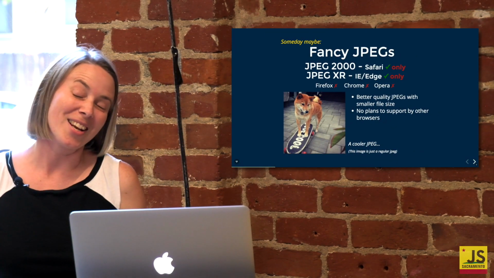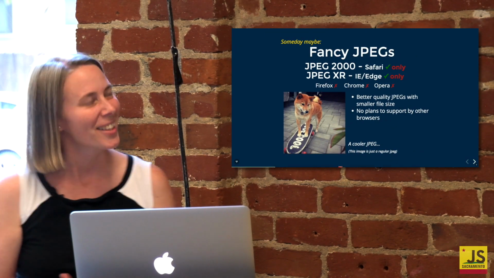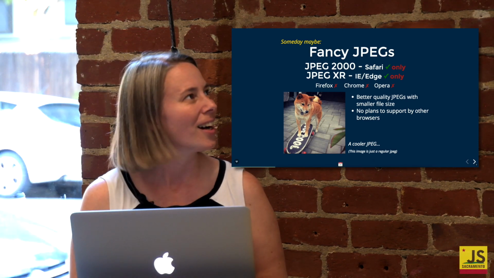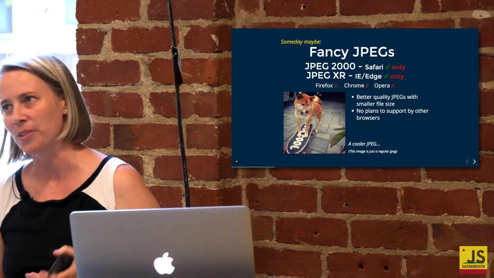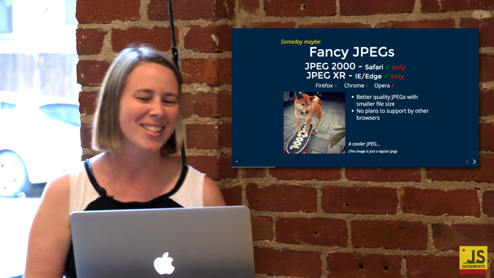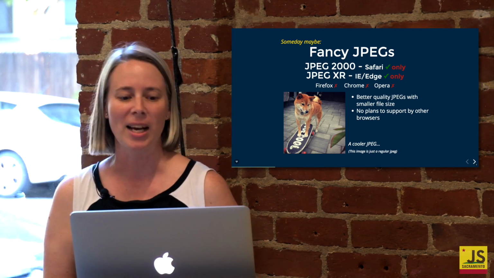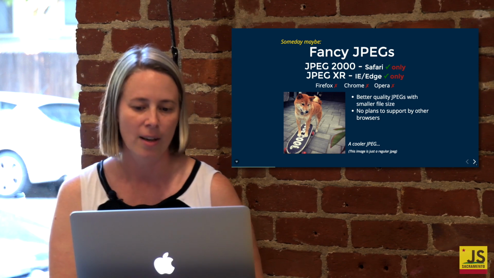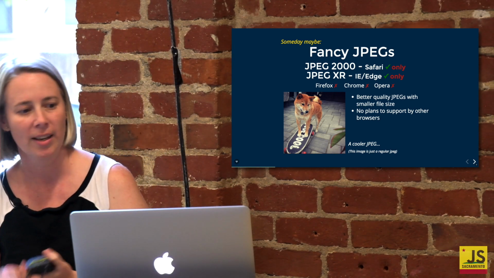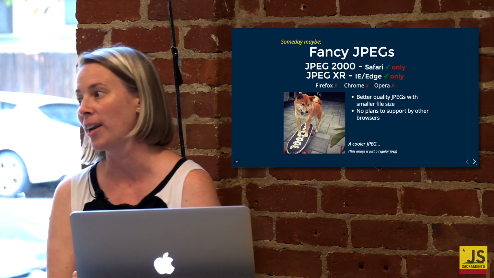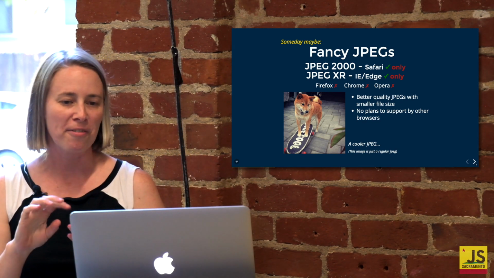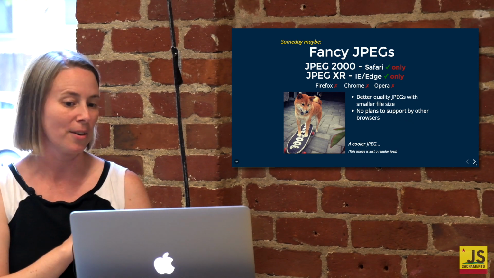Now, in our someday maybe category, I put in a bunch of these little slides that you can tell when it's got the blue background, it's not something you can use everywhere right now. So we do have some other JPEG formats. There's JPEG 2000, which is only available on Safari. And there's JPEG XR, which is only available on Internet Explorer and Edge. Firefox, Chrome, and Opera do not support either one of those.